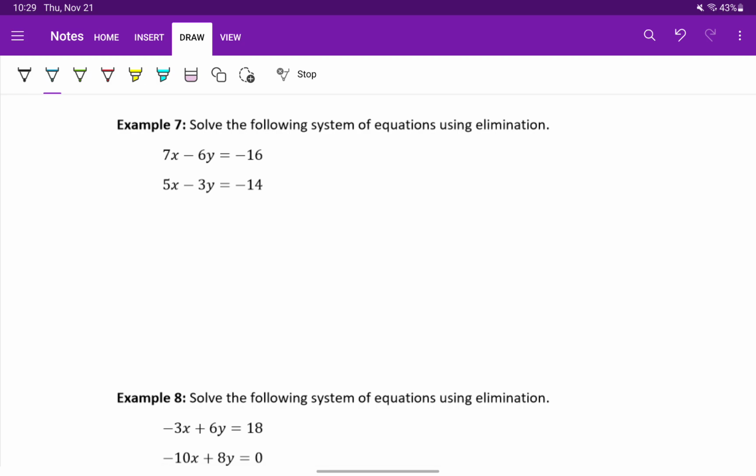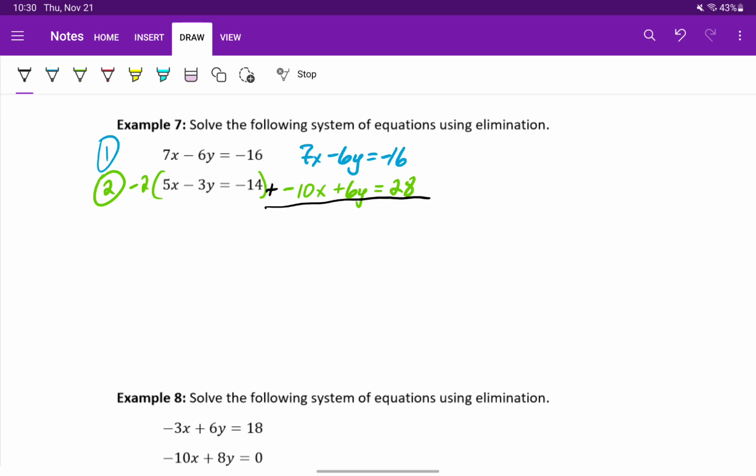In example 7, we'll use the same approach. In this case, we'll multiply the second equation by negative 2, which means that our first equation will remain unchanged, and our second equation will become negative 10x plus 6y is equal to positive 28. And we've chosen to update in that way because now when I add negative 6y and positive 6y, those terms completely cancel out, leaving us with negative 3x is equal to 12, and then dividing both sides by negative 3 will give us negative 4.